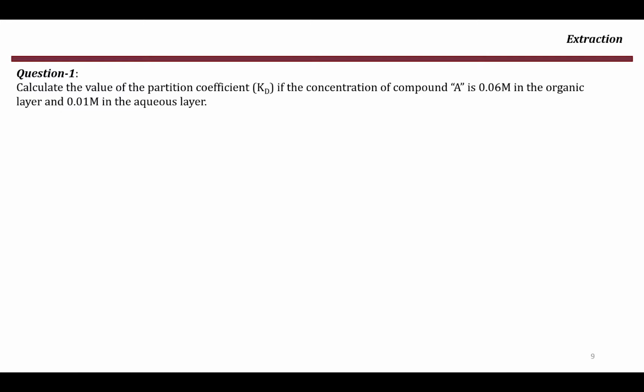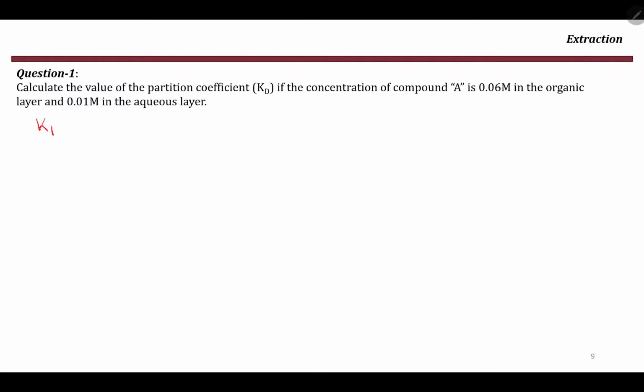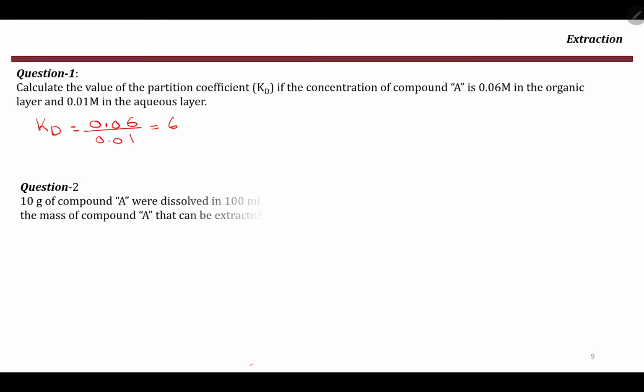So let's do some calculation problems right now. We will start with the simplest thing, which is to calculate the value of the partition coefficient KD if the concentration of compound A is 0.06 molar in the organic layer and 0.01 molar in the aqueous layer. So this is the simplest type of problem here. KD value will be equal to the concentration in the organic layer, which is 0.06, divided by the concentration in the aqueous layer, which is 0.01, and this is equal to 6, and this will be the KD value. So this is the simplest type of problem.